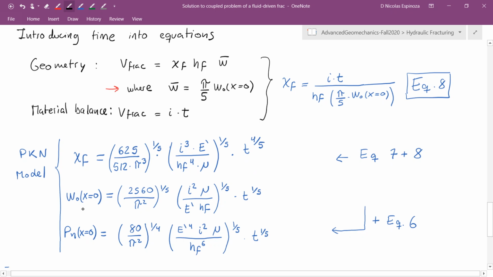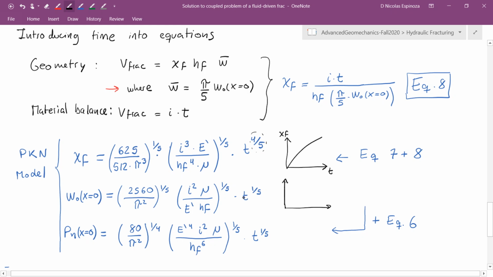of time and the width and the net pressure. And you can see that because of this power of 4 over 5, if you were to plot this result, you would obtain that as a function of time, the fracture half length is going to grow and increase, and that makes a lot of sense. So the longer the time, or the more you go in time, the longer the fracture half length is going to be. That makes sense. But let's see the other ones that are less intuitive.